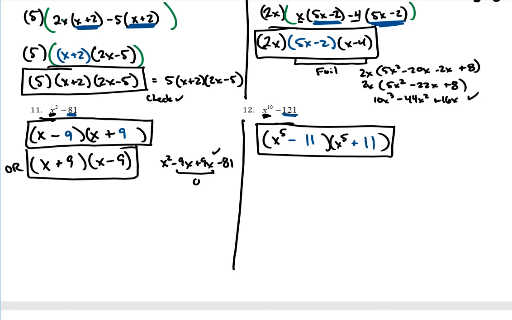And again, the plus minus order doesn't matter. You can write it just like that. And that's that.